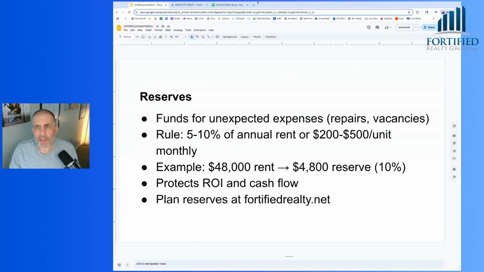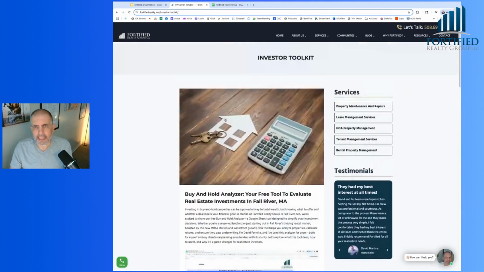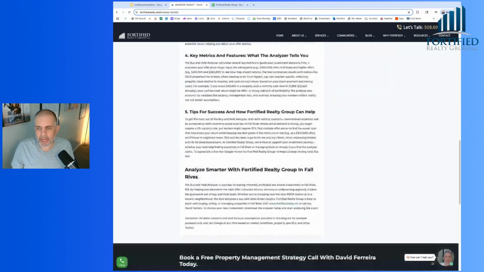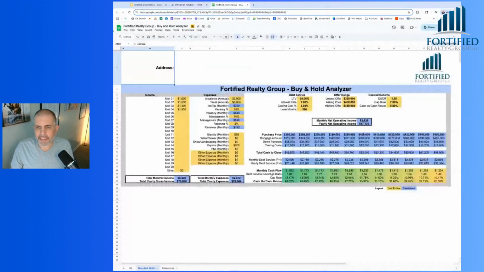Now, if you understand these and you want to use these tools, we have a great tool on our site, on our investor toolkit. Basically, it's an analyzer that you can use if you're thinking about a deal that you want to buy, and you plug everything in here. So you put all your income in, you put your expenses, your vacancy, see it defaults to 10% vacancy rate. Management percentage, reserves, put all this stuff in, and then it'll give you a breakdown of what you pay for the property and what those returns are. And you can see here, debt service coverage ratio, cap rate, cash on cash return, monthly cash flow, everything's in here.